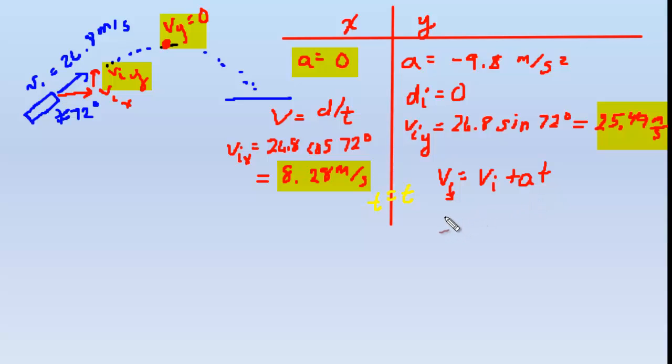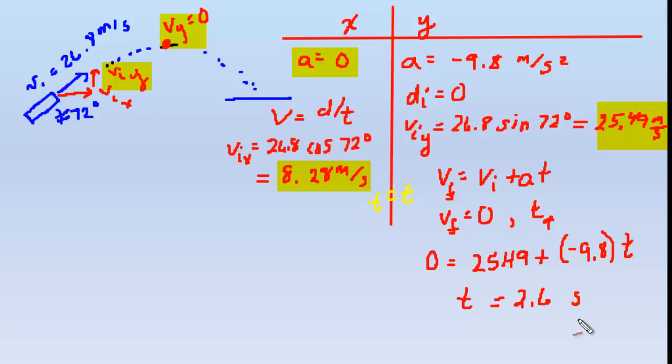As long as we remember, if we're going to use Vf equals 0, that's true when t is only halfway, or on the way up. So when we use that value, we're just going to find the halfway point for t. So let's go ahead and do it. We've got 0 equals 25.49 plus a negative 9.8 times t. Oh, this is easy. Our t is 2.6 seconds.